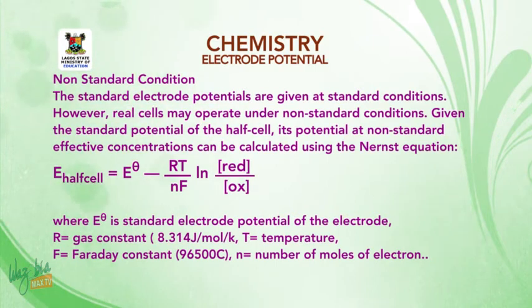The Nernst equation is given as E cell equals E standard, the standard electrode potential of the cell, minus RT over nF ln of reduced over oxidized, where E standard is the standard electrode potential of the electrode, R is the gas constant, which is 8.314 joules per mole per Kelvin, and T is temperature. F is the Faraday's constant, which is approximately 96,500 coulombs. Then n is the number of moles of electrons.